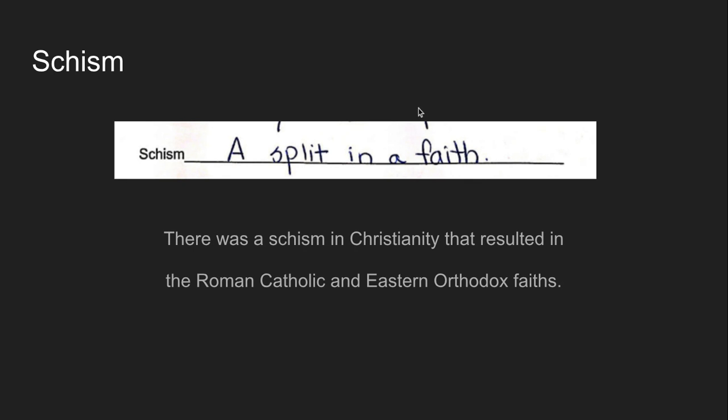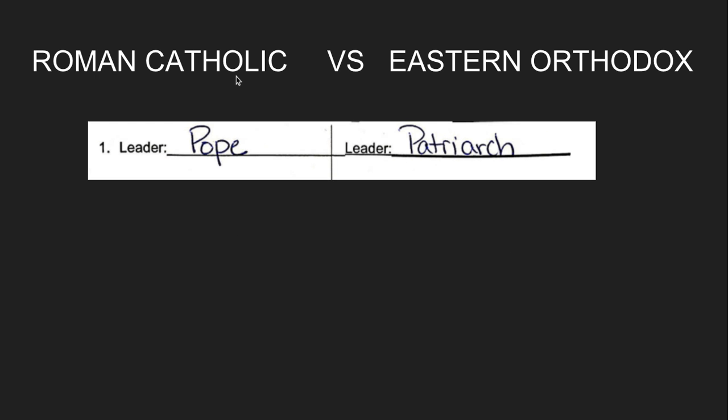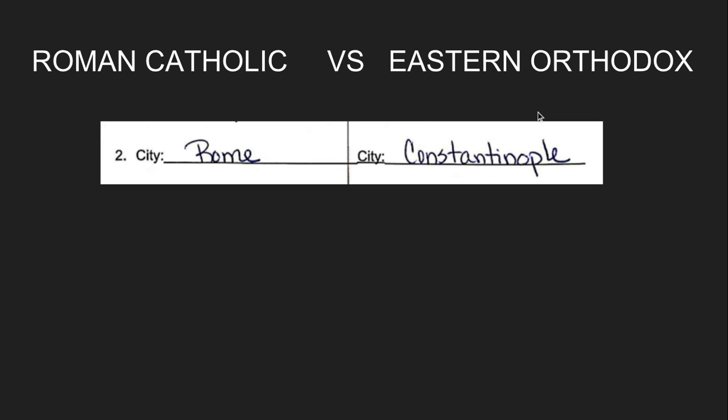A schism is a split in a faith. So there was a schism that occurred in Christianity that resulted in the Roman Catholic Church and the Eastern Orthodox. Now we've got to compare them. In reference to leaders, the Roman Catholic had a pope. The Eastern Orthodox had a patriarch. In reference to the city, the Roman Catholic Church was in Rome. The Eastern Orthodox was in Constantinople.